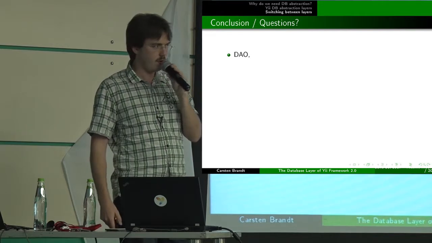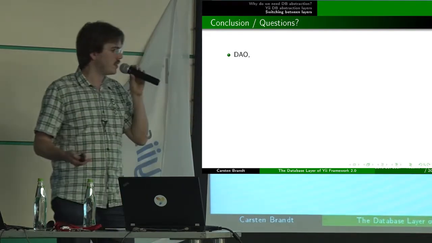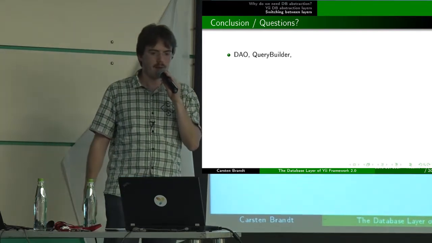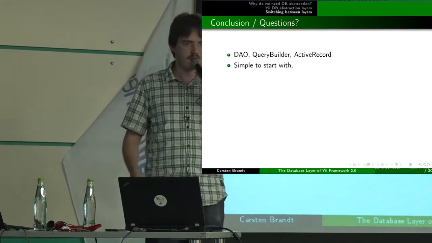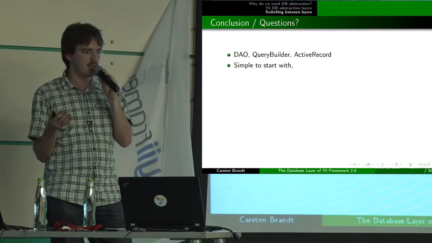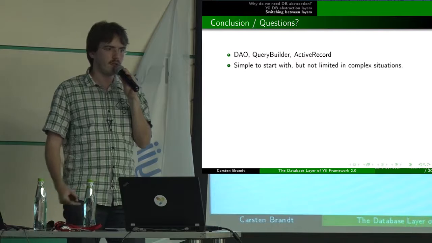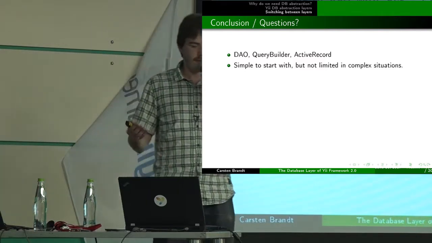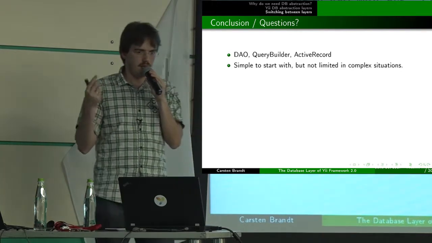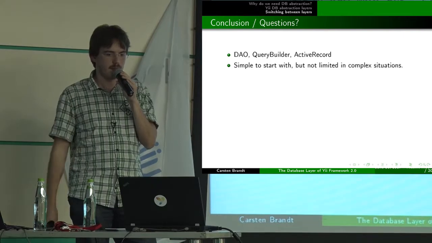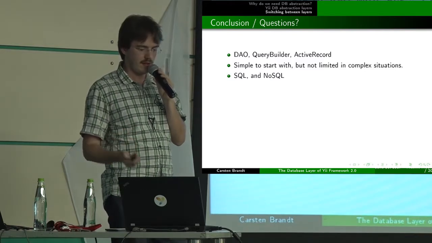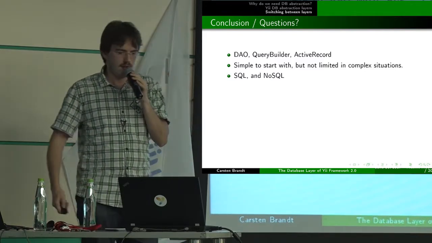Okay, so we have seen the database layers. So we have 3 layers: database access objects, query builder, and ActiveRecord, and it's simple to start with. The design is made to be as simple as possible, but also not limited to complex problems. So when implementing this, we paid attention to make it as easy as possible, but also as extensible as possible. Yeah, it's possible to use this on SQL, also on NoSQL, and I think that's it.